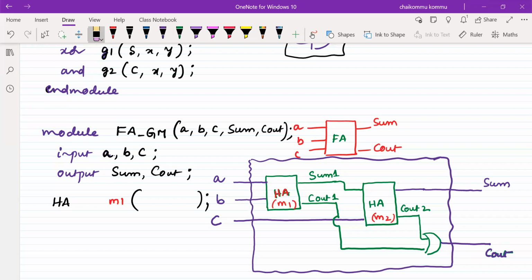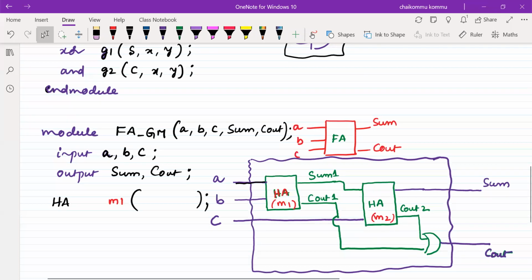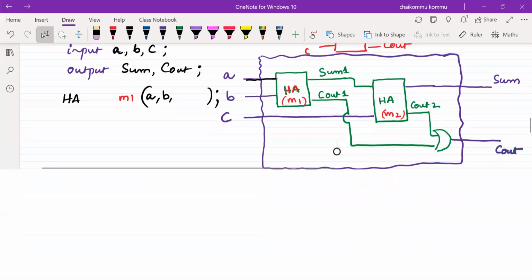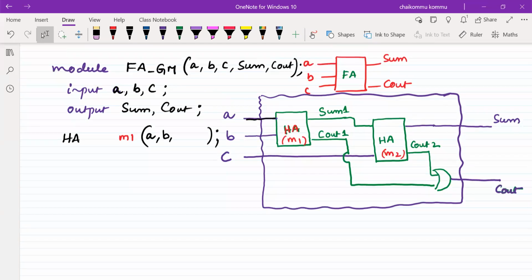What is the input? What is the first input? Is nothing but A. For this one, first input is A. What is the next input? B. What is the sum output? Sum 1. Okay, it needs some kind of spacing, right? Next one is sum 1. Next one is Cout, Cout 1. So this is how I have written.